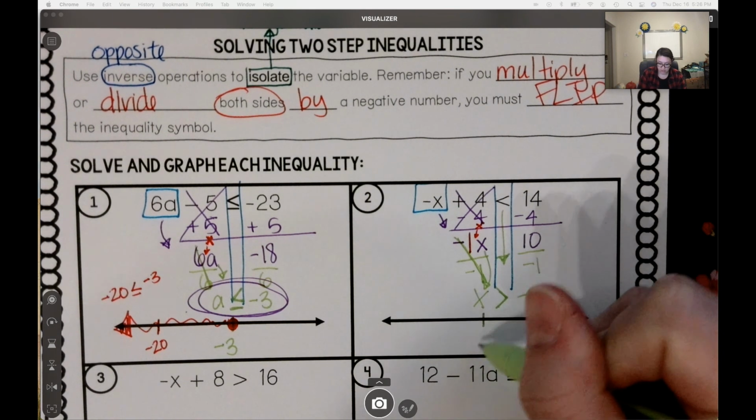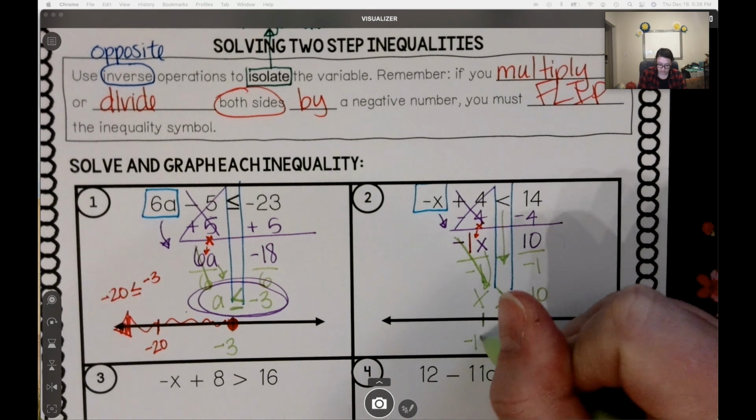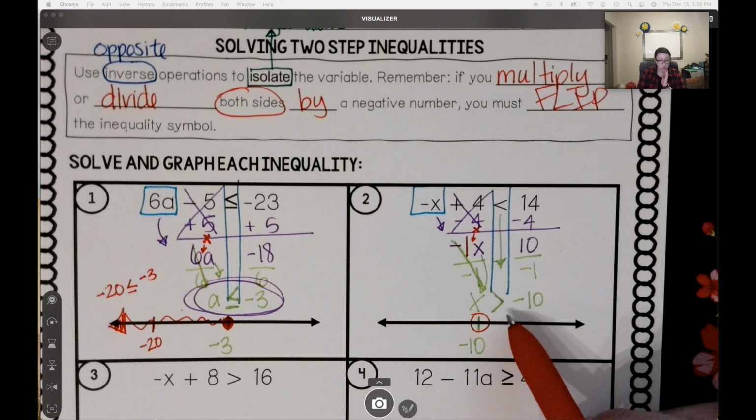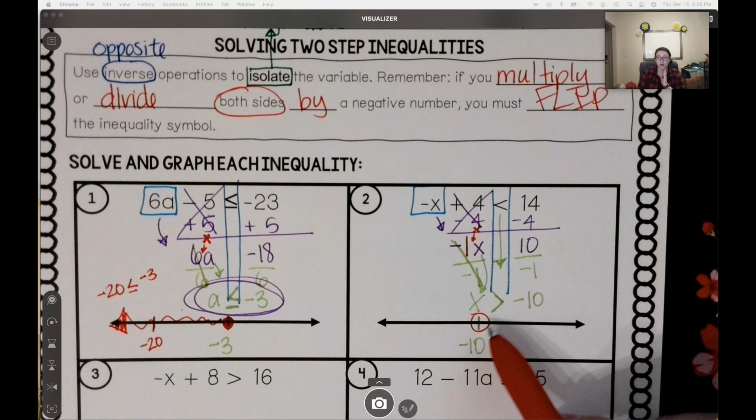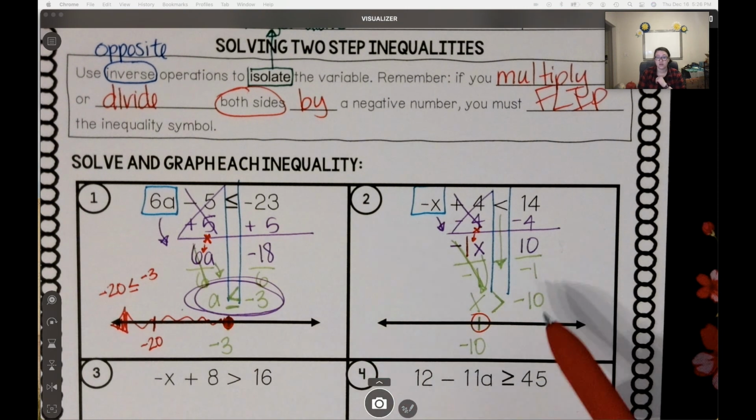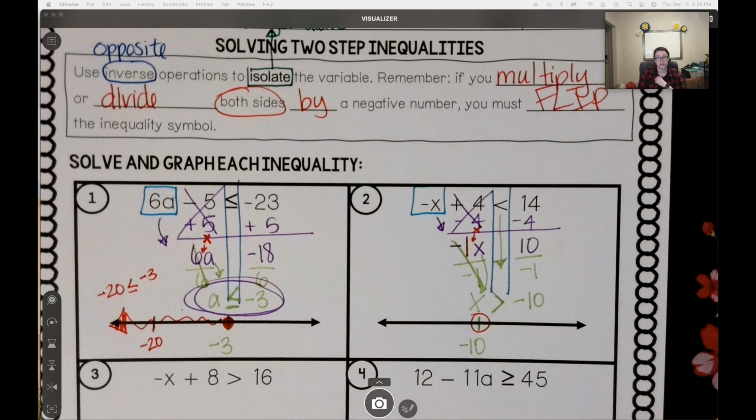So let's put in our negative 10. Is this going to be an open circle or a closed circle? Open. There's no line underneath, so that means it's going to be an open circle. Line underneath means it's closed. No line underneath means it's open.